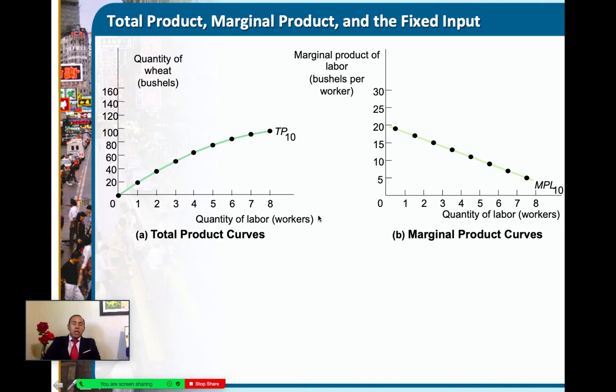The question here is, with 10 acres of land, how do we increase the total production of 8 workers to a higher level? Let's say we want to produce 120 bushels, 160.